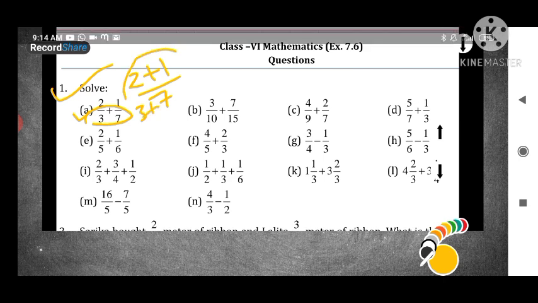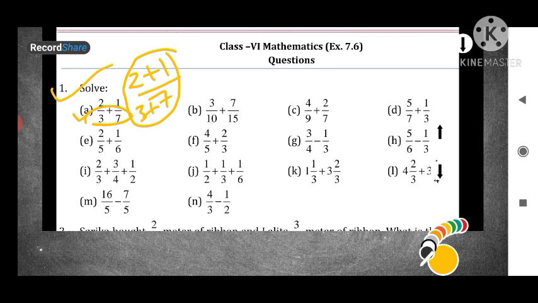Okay, what we have to do, we have to find LCM. We have to find LCM if their denominators are different. Again I'm explaining, if their denominators are different, then we have to find LCM, isn't it? And we know how to find LCM.